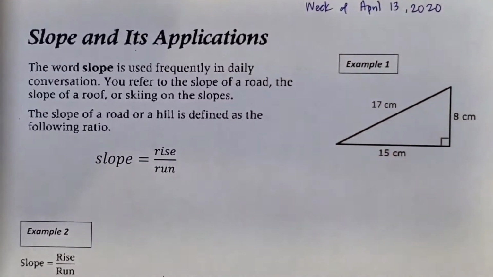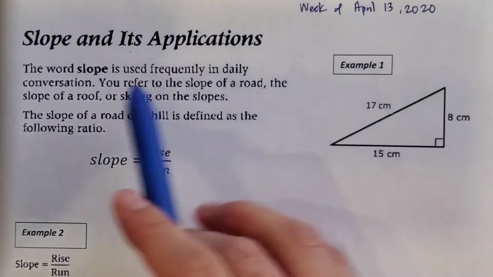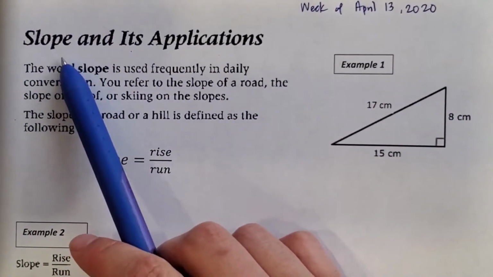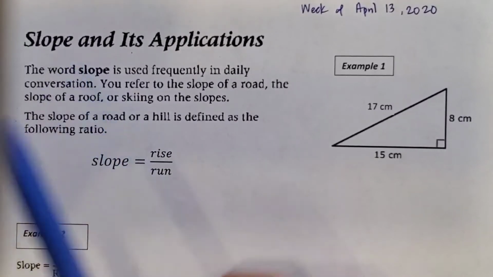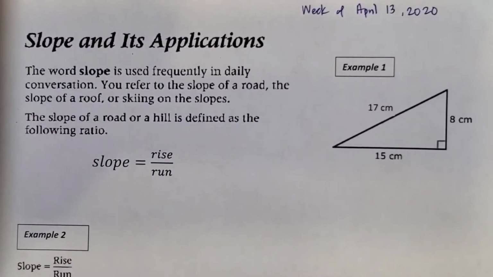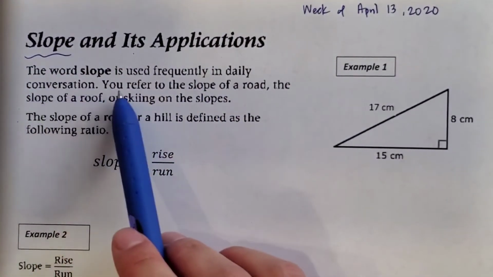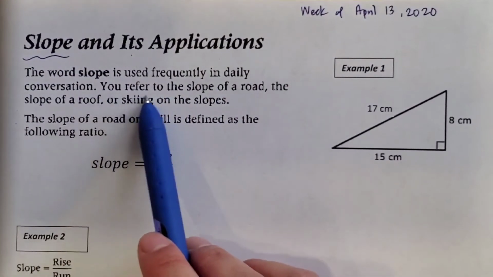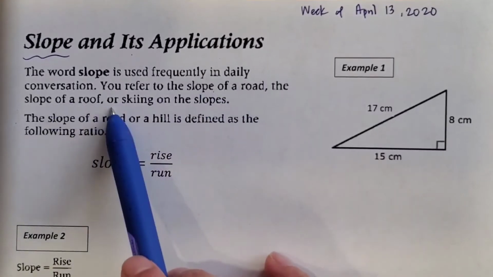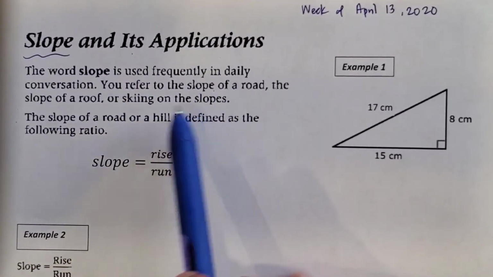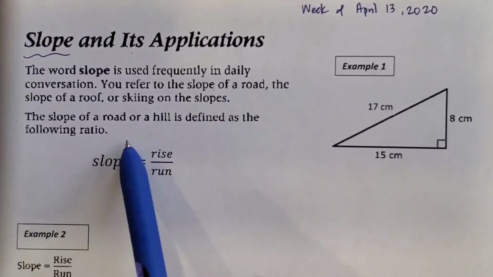Okay, so follow along. The thing that we're going to look at now is slope. What slope refers to is how steep a line is. It says here, the word slope is used frequently in daily conversation. You refer to the slope of a road, the slope of a roof, or skiing on the slopes. The slope of a road or a hill is defined as the following ratio.